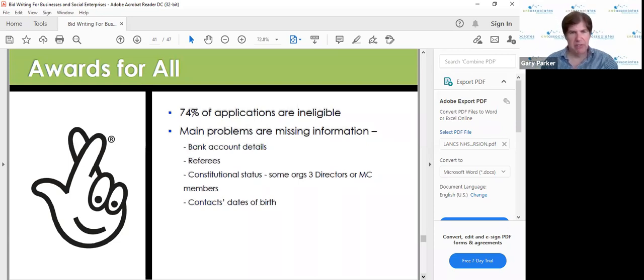And then there's personal information, because what they do on Awards for All is essentially they credit check the people who are the lead applicants. So unless you give your date of birth, etc., it's not going to succeed. But this is very basic stuff which you can easily avoid. But it does significantly increase your chances of getting the funding, believe you me.